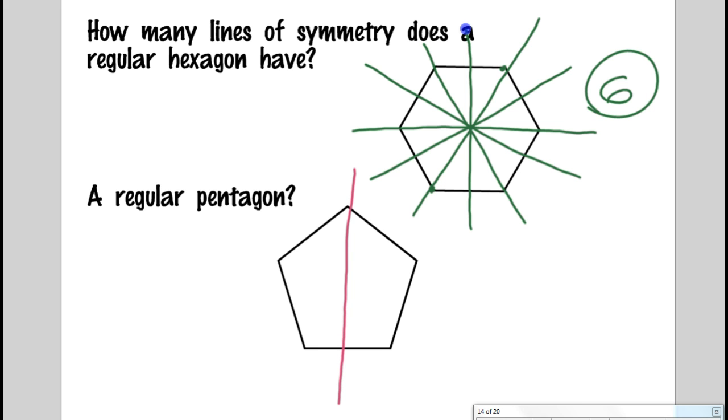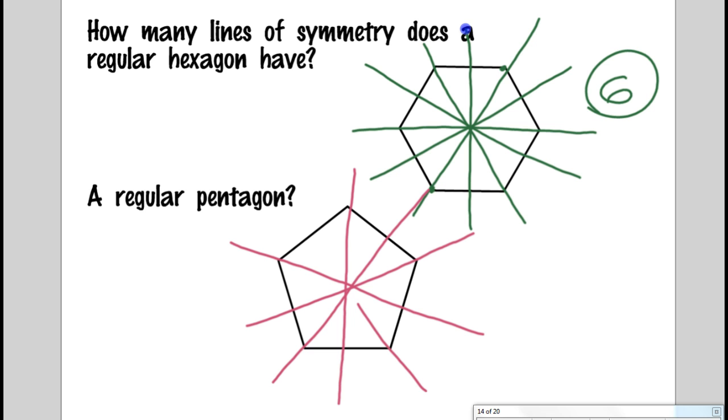So I went vertex to side, right? If it's regular, all sides congruent, couldn't I do that with any of them? Vertex to side, vertex to side. Do I have any more? Vertex to side. How many did I draw? How many vertices are there? 1, 2, 3, 4, 5. It's a pentagon. There's 5. So what's your conclusion about a regular polygon and the number of lines of symmetry that it has? It's the same as the number of sides.